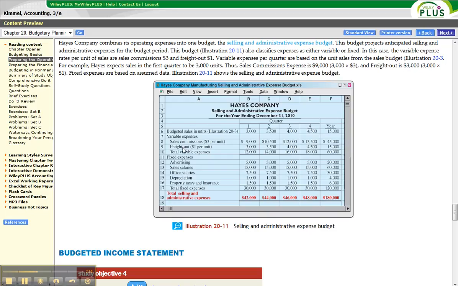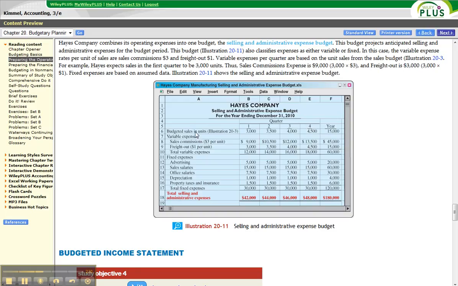So sales and shipping, advertising, sales salaries, office depreciation. This is on office equipment, property taxes and insurance on office related stuff. So none of this is manufacturing costs, but it's the same idea. These variable costs are based on unit sales now. $3 per unit, $1 per unit.